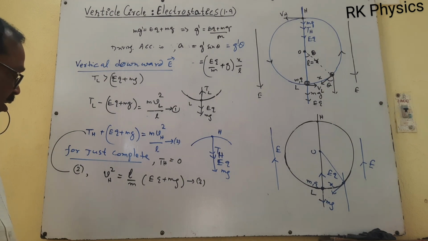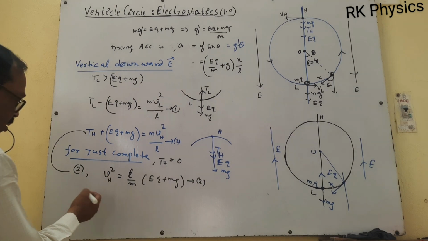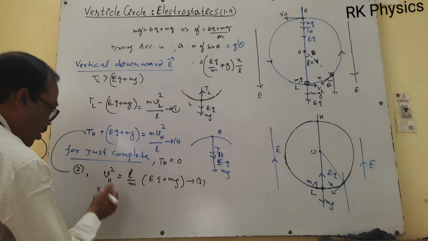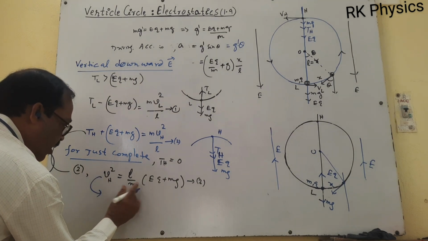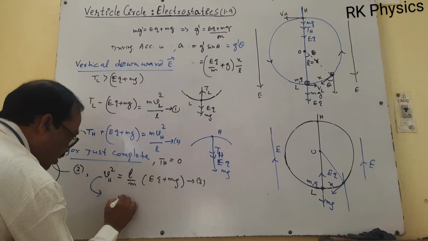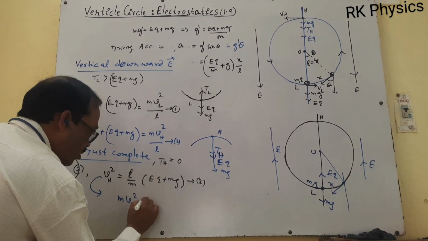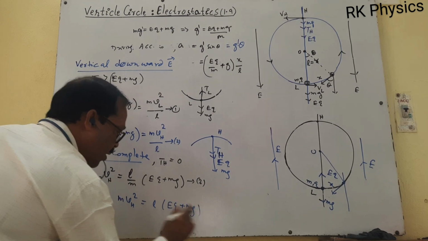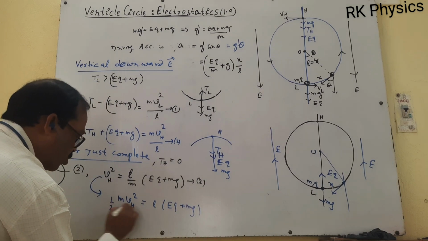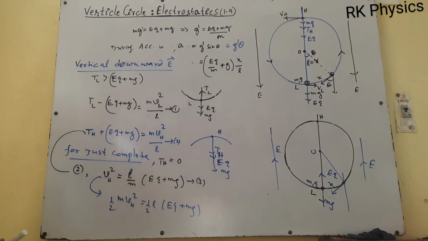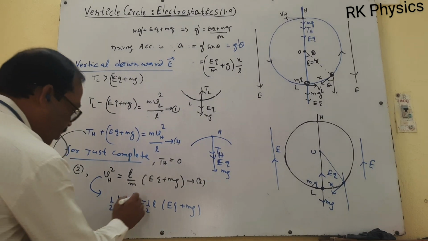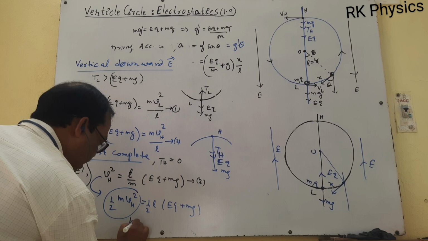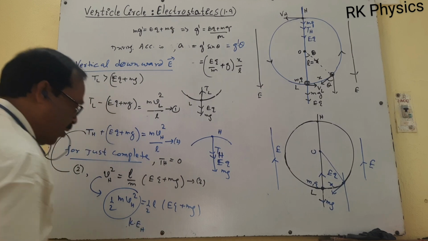Okay, highest point in the presence of the electric field. Similarly, from this equation you can calculate m. You take this m here, VH square, this is L into (EQ plus mg). Now you just put a half sign and multiply, so this will give you the kinetic energy at the highest point.